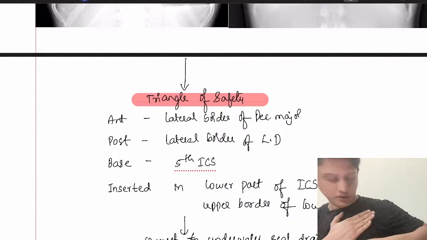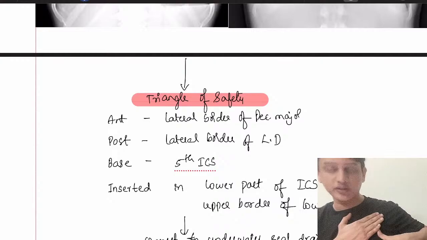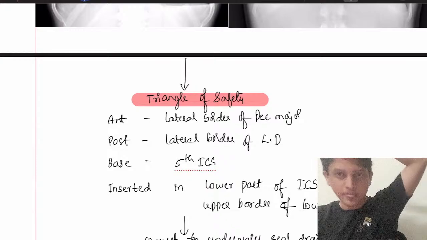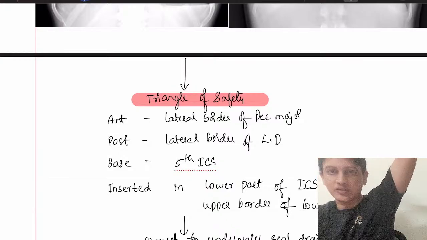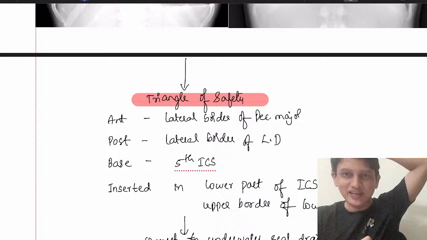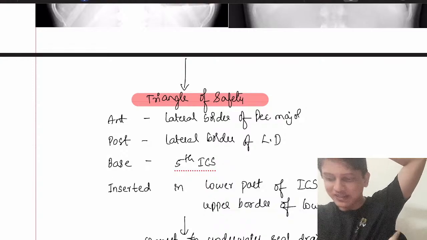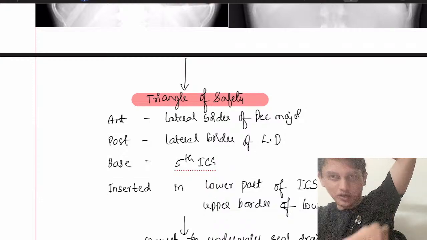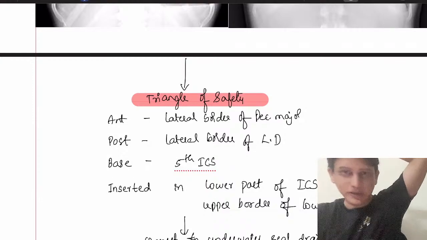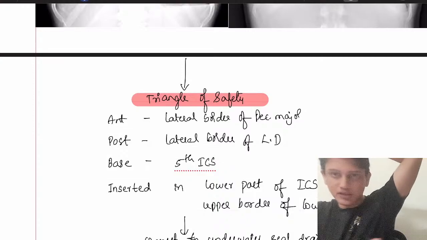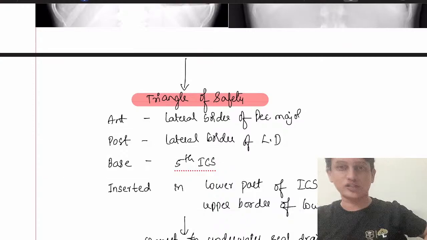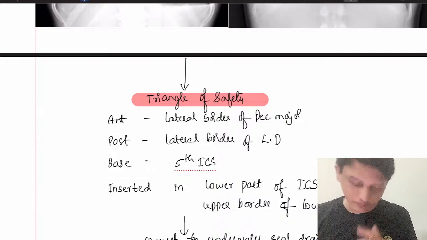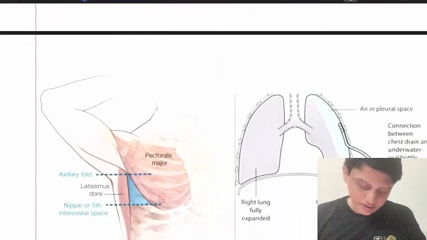The lateral border of the pectoralis major is the anterior border of the triangle of safety. Whereas on the posterior side you have the latissimus dorsi muscle, LD. Those who are doing gym, they know what LD is. All the muscles they will know very well. The latissimus dorsi forms the posterior wall of the safety triangle, and the base of the triangle is formed by the fifth intercostal space, the fifth rib.